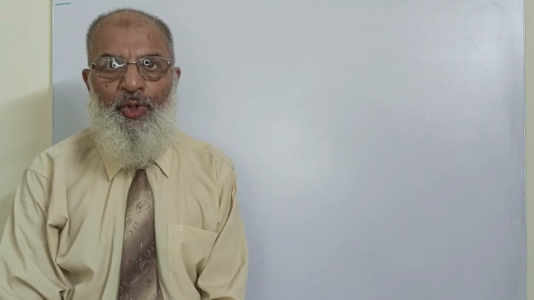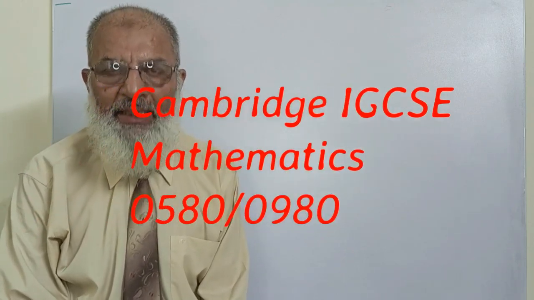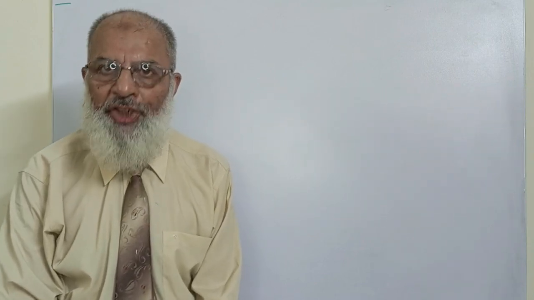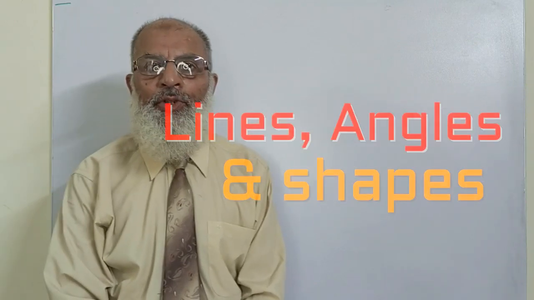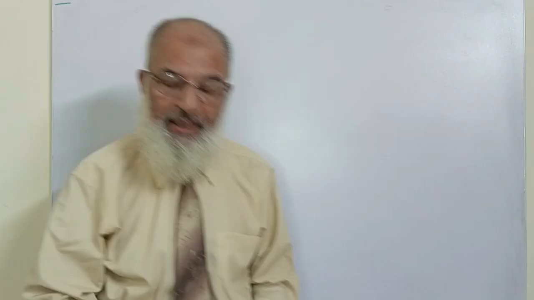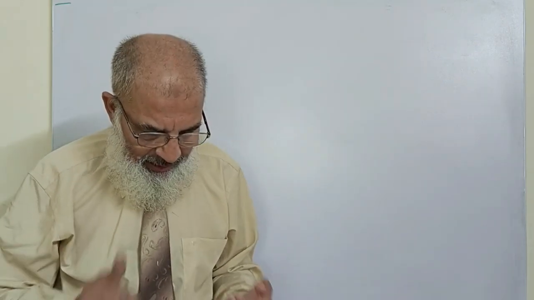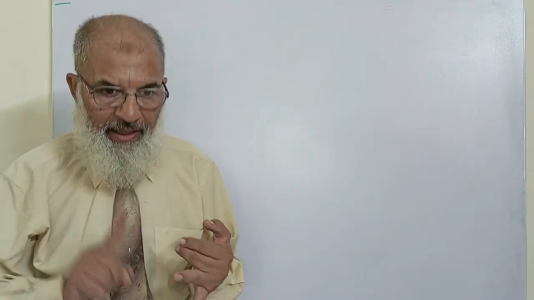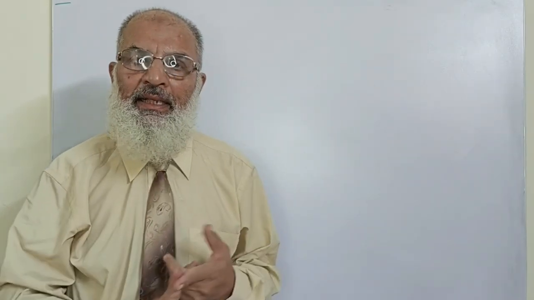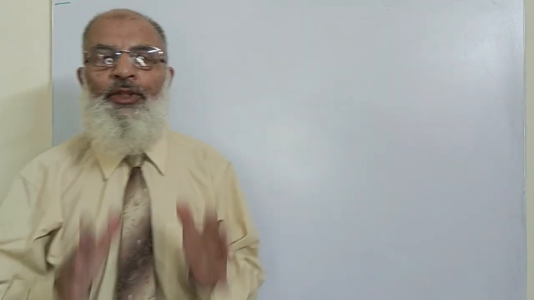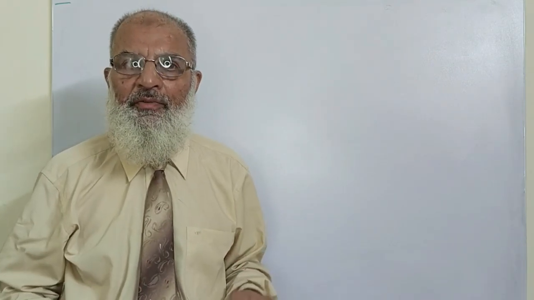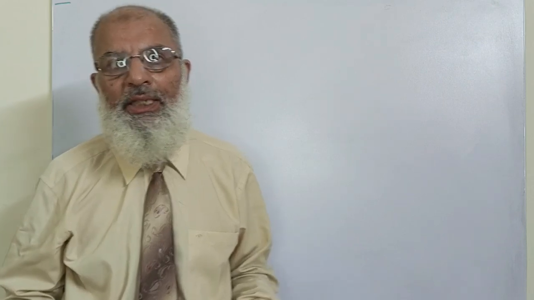Hope that you have been learning with mathematics, and we are at chapter 3, lines, angles and shapes. I have already told you some of the definitions and what it means about point, line, and parallel lines and angles. And today I am going to tell you about the different types of angles we come across in this book.